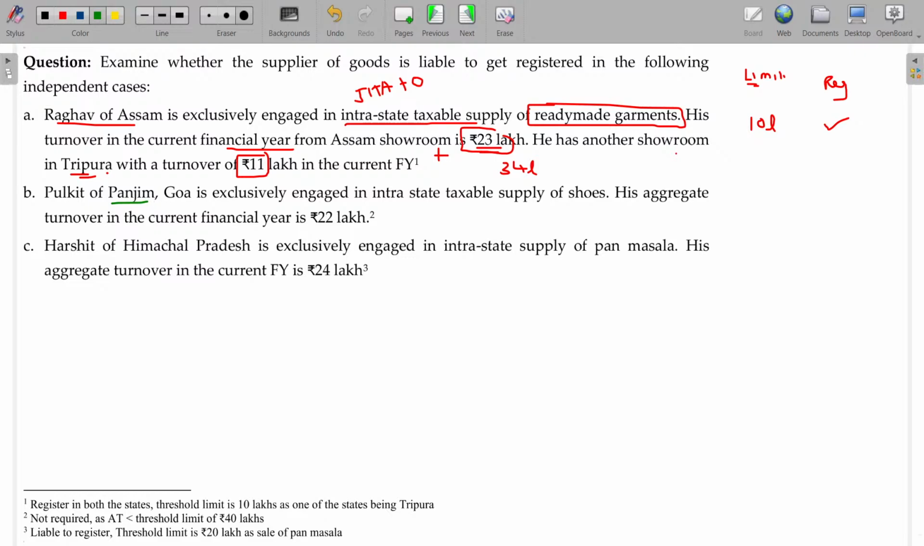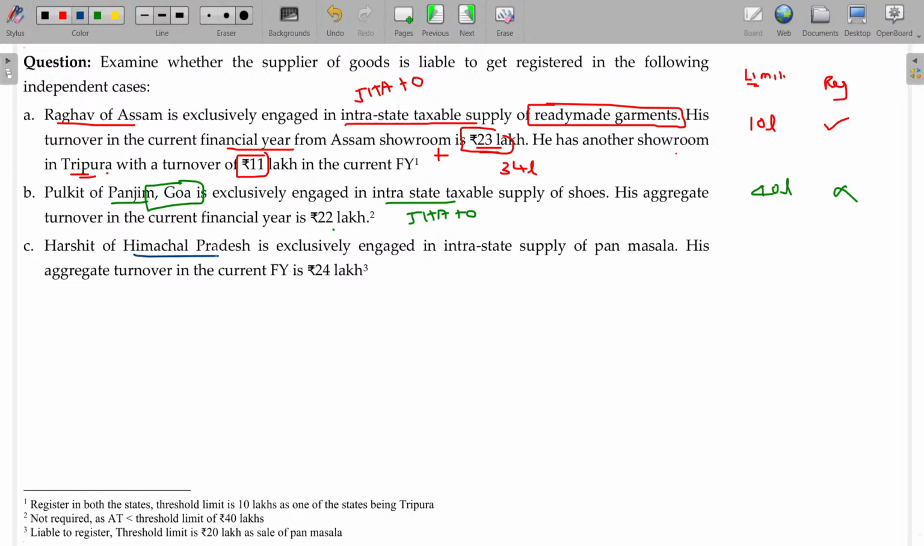Pulkit of Panjim, Goa is exclusively engaged in intra-state supply of shoes. His aggregate turnover in the current financial year is 22 lakhs. Okay, Goa. Goa will fall under JA and others. The limit is 40 lakhs. So, registration is not required.